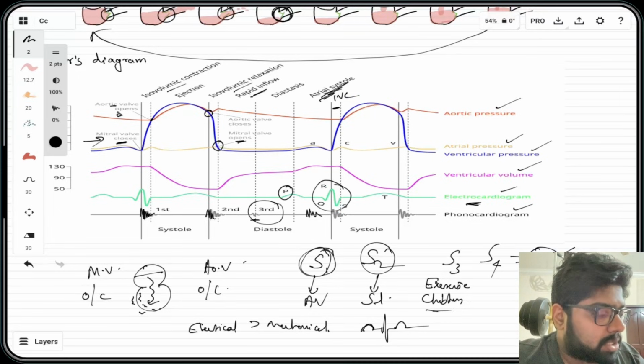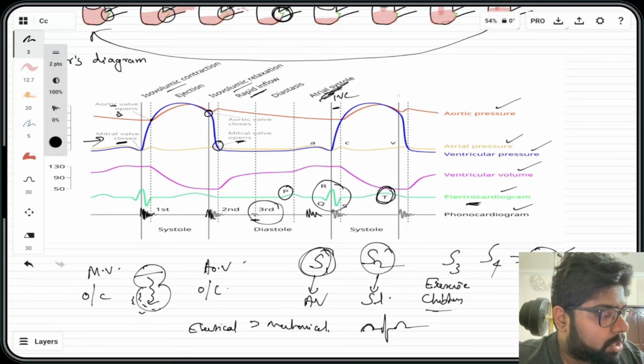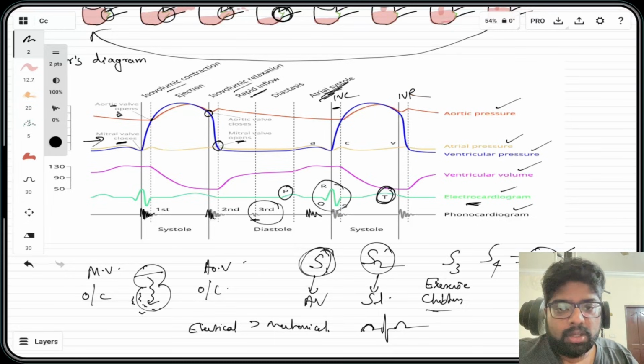T wave, which represents ventricular repolarization, has to come before ventricular relaxation. So that is what happens here. Here is the T wave, and this is supposed to be the isovolumic relaxation. So PQRST, they actually come before the particular mechanical changes that are going to happen to the myocardium.